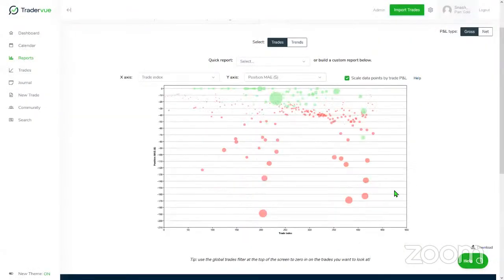Position MAE. Okay, so again, green dots are winning trades. The size of the green dots is the amount of profit, the level of profitability of the trade, if it was a big winner or a small winner, or a small loser or a big loser. But in this case, what we're trying to understand is after what point the trade is very unlikely to end up being a winner.